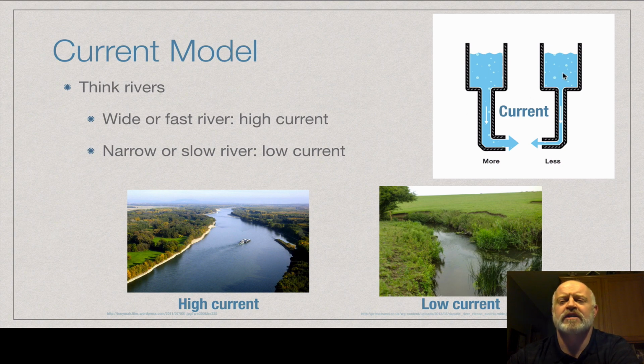Another way to visualize it is if you have two containers, both equally high up in the air, emptying out through a pipe. They have the same height, so their electric potential will be the same, so we don't have any differences in voltage here. However, in this case, because this pipe is bigger, it allows for more water to flow through it per unit of time, so it would have more current. This one is narrower, so it would have less current.